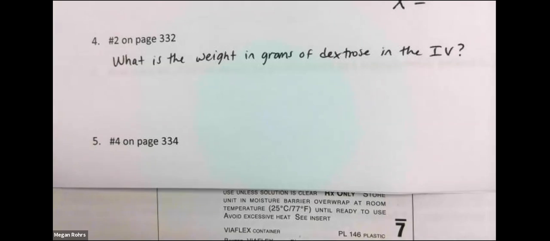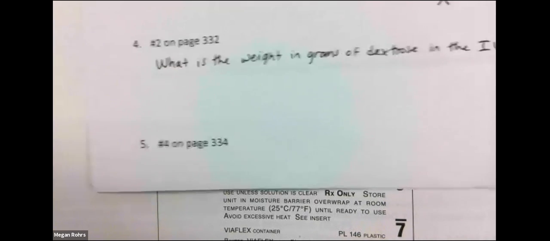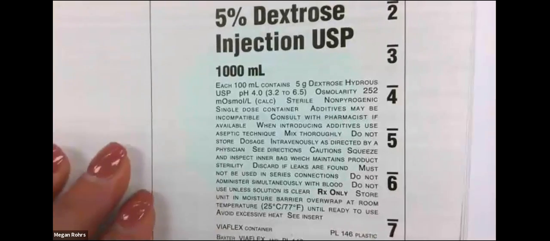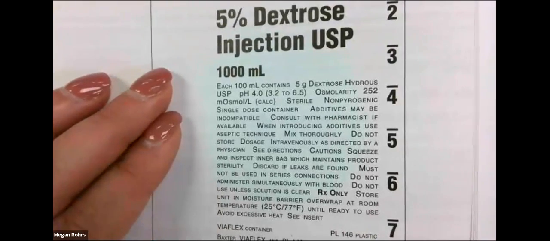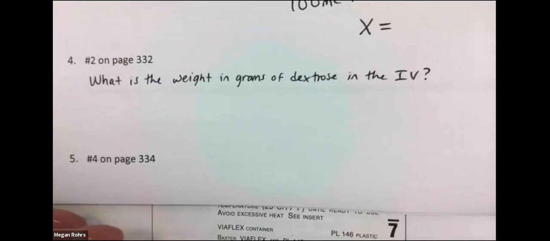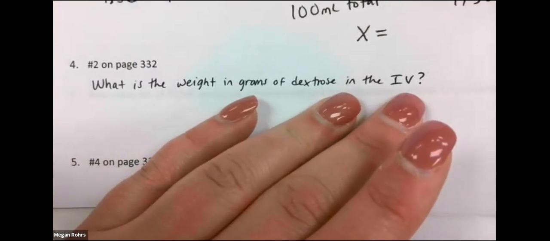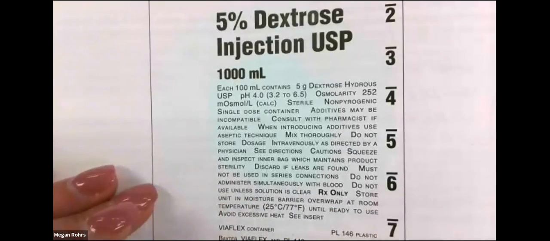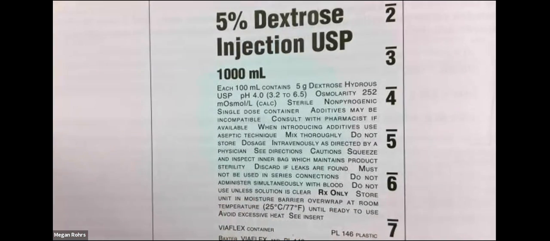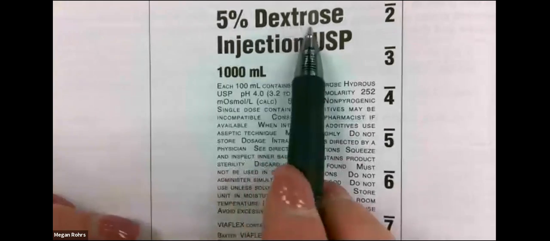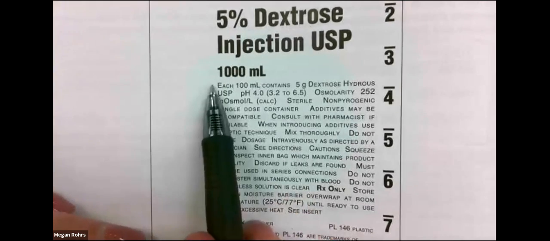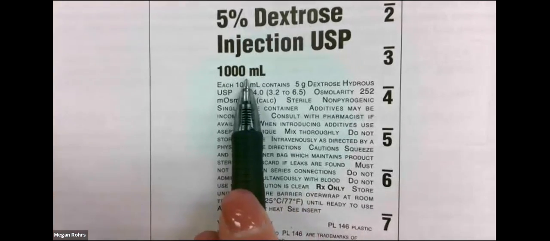Okay, number 4 says to do number 2 on page 332. So here is the IV solution, and it says, what is the weight in grams of dextrose in the IV? So let's take a look at our IV bag. So this is an example of a label of an IV solution here. So we see a 5% dextrose injection, and it is 1,000 mils.